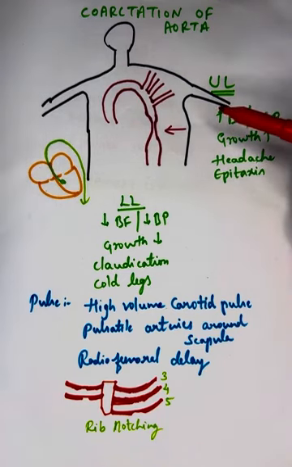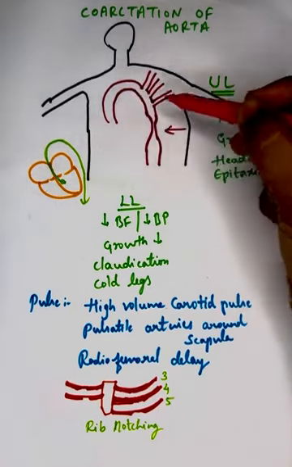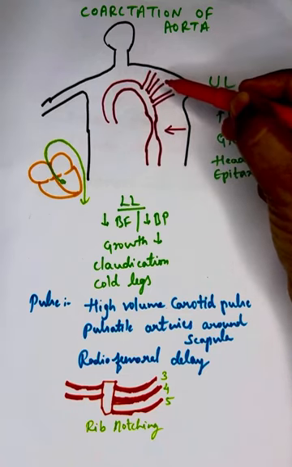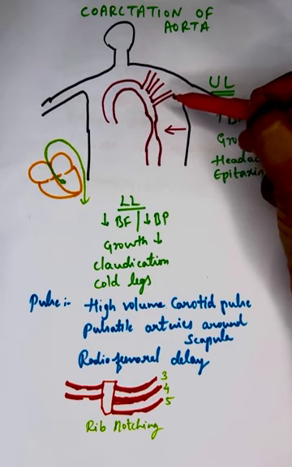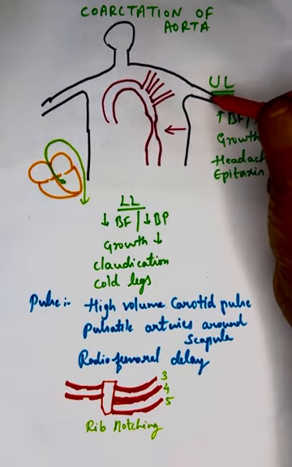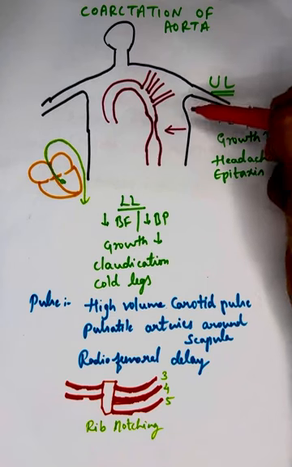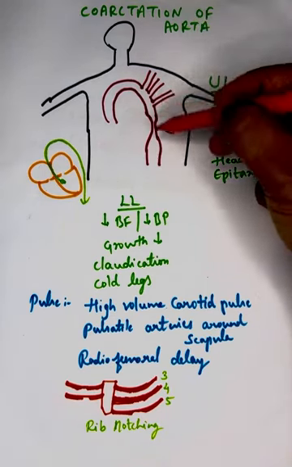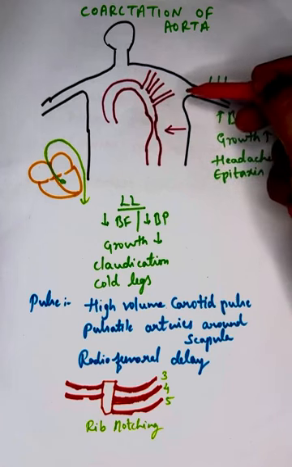We all know the arch of aorta has three main direct branches. The first is the brachiocephalic trunk, the second is the left common carotid artery, and the third is the subclavian artery, which supplies your left arm. The most common site of coarctation of aorta is after the origin of the subclavian artery.